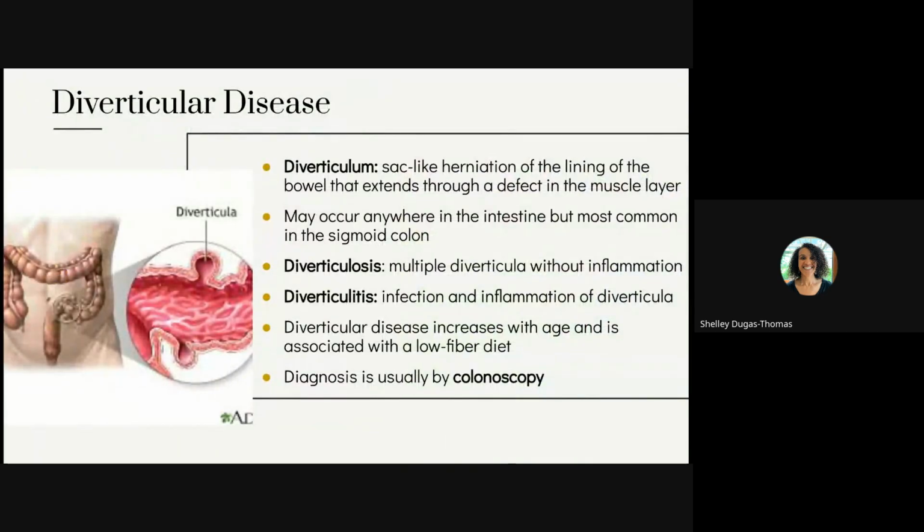Did I miss one? Yes, I did. So the diverticulum is a sac-like herniation of the bowel lining through a muscle layer defect, most commonly in the sigmoid colon. Diverticulosis is the presence of multiple diverticula without inflammation. Diverticulitis is the infection and inflammation of the diverticula. Risk factors include increasing age and a low fiber diet. Diagnosis is typically done through a colonoscopy.